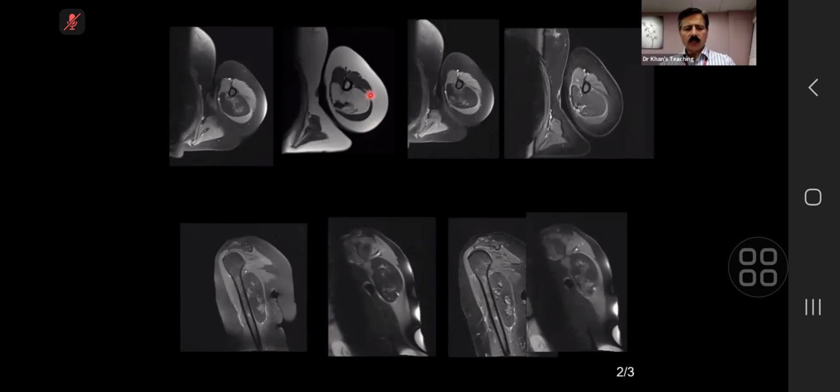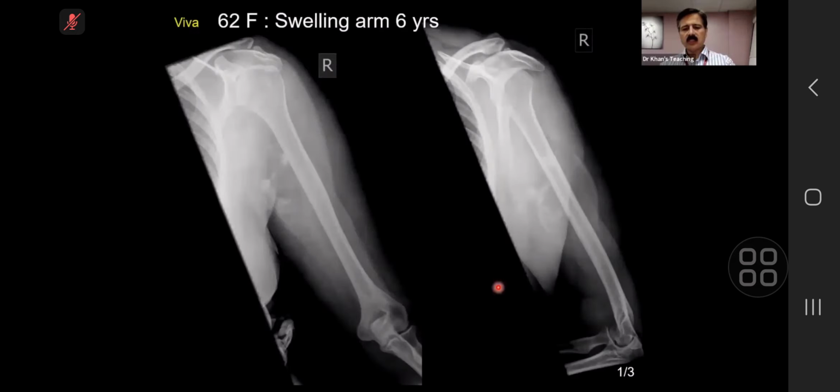I'll take over. The point is that, you see, this is a fatty lesion. Within the fatty lesion, you can see some solid component. And this solid component actually also enhances on post-contrast. So this is a liposarcoma.